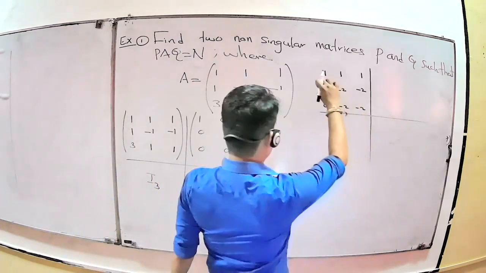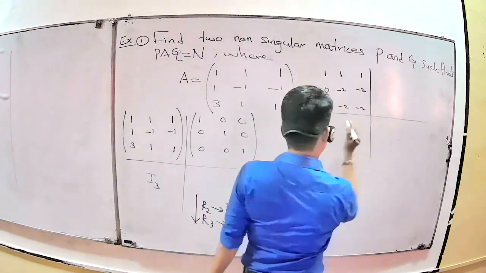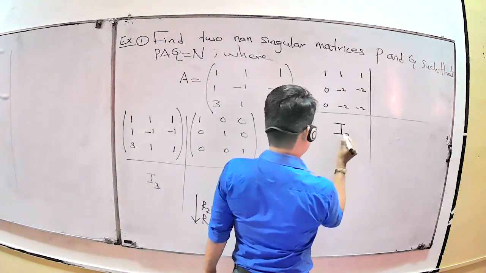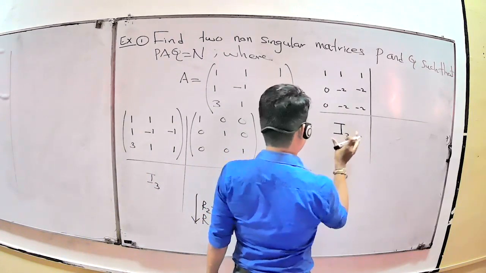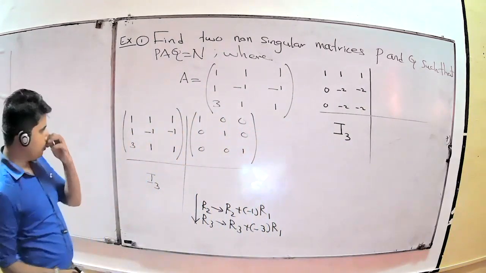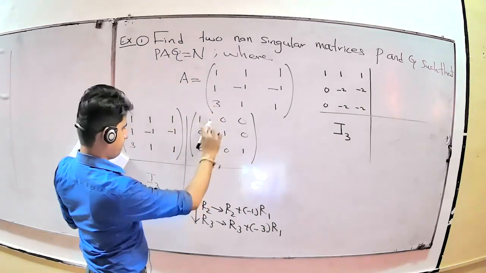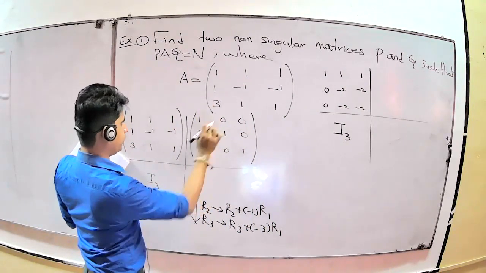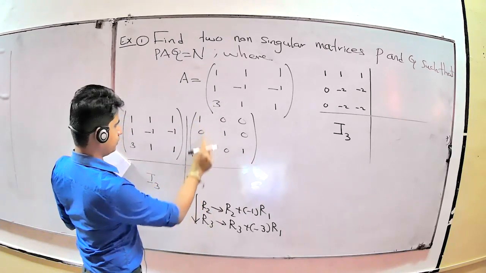Suppose you do some row operation here, then you want to do the row operation here also. Here you don't need to do the row operation. Here only do the column operation. You can skip this one. Remaining I3. Now you want to do the row operation here also for this matrix. These two operations here also you want to do.